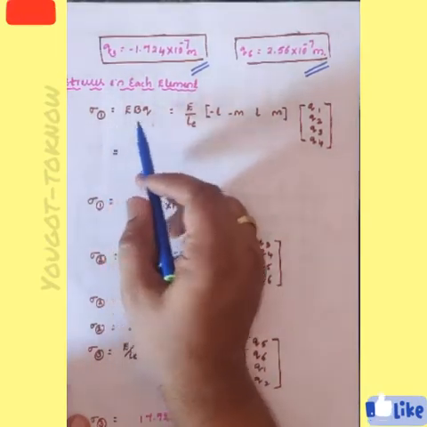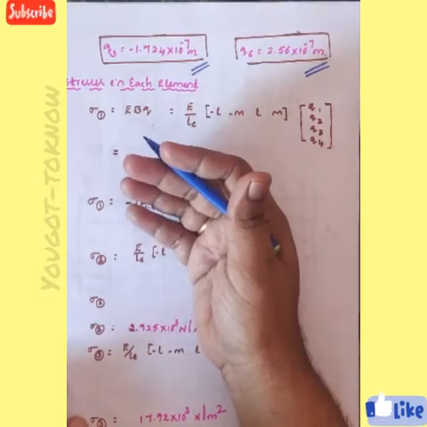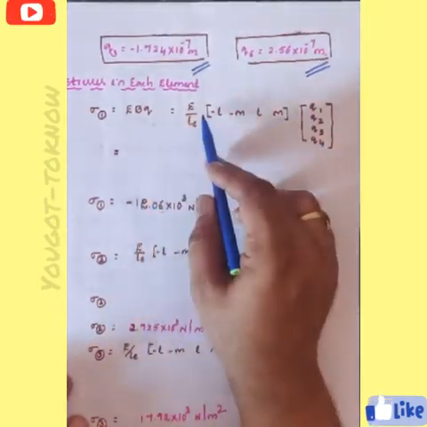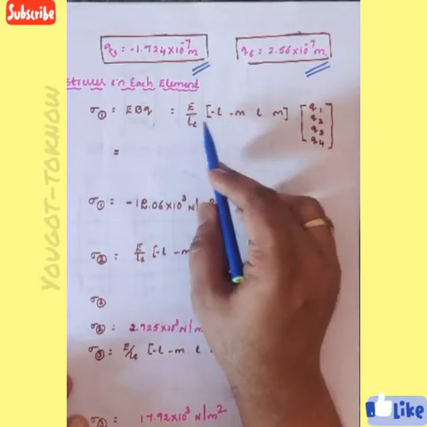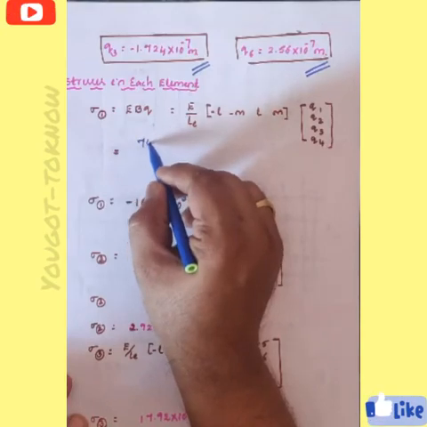Now come to the next step, how to determine your stress. Directly I am explaining stress, since you know how to calculate strain also. Stress is E by Le into the matrix of minus l minus m, l m, times q. Now what is E by Le? E is 70 into 10 power 9.